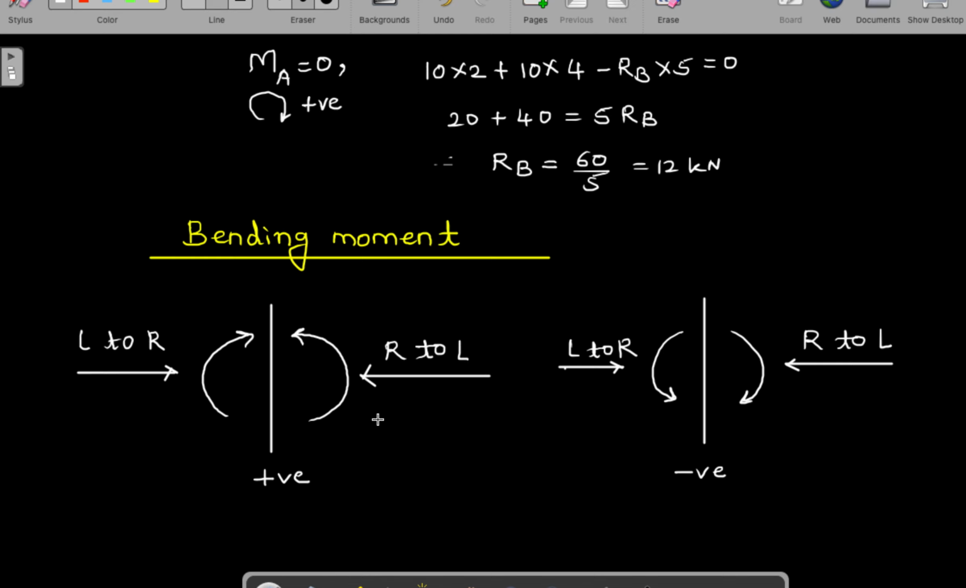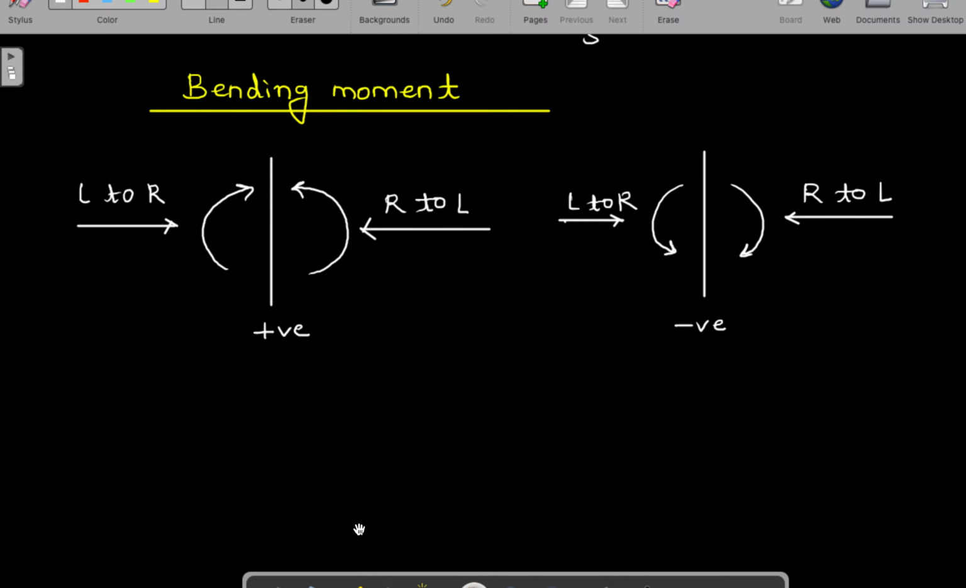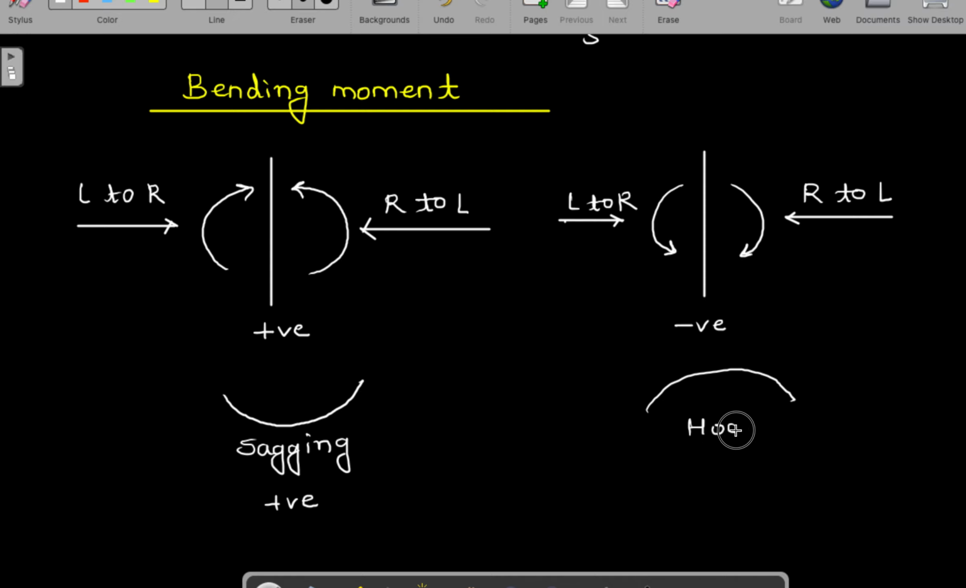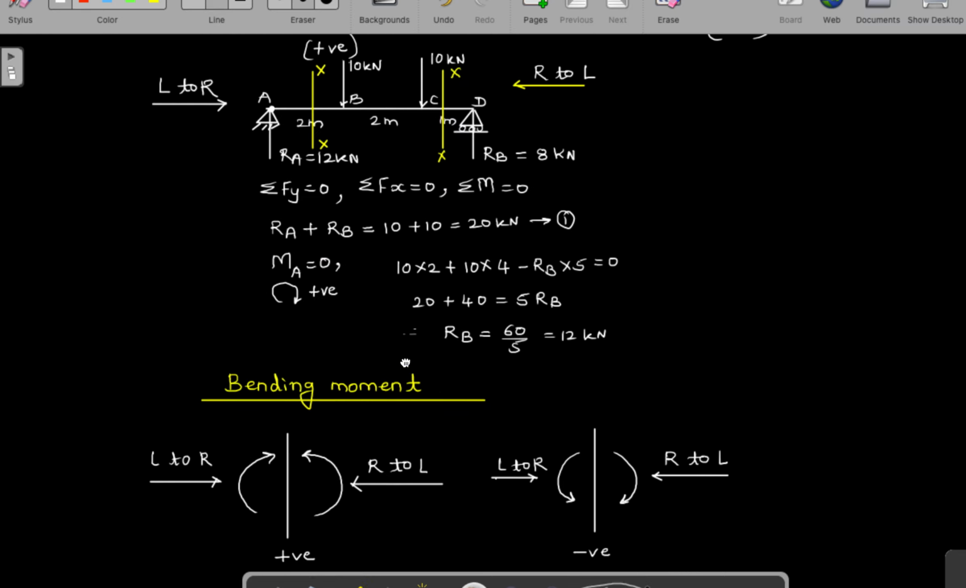Okay, so this is about the sign convention of bending moment. There is one more thing. If you see, this is making a sagging shape. Whenever there is sagging, we consider it as positive. And if it is like this, it is making a hogging shape and it is negative. Okay, so this is about sign convention.